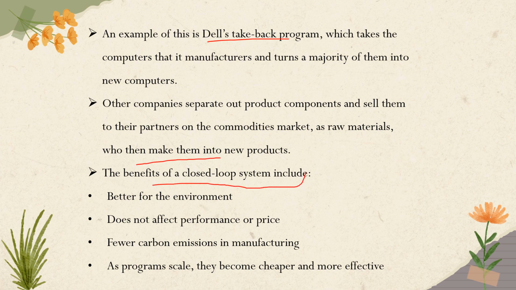So what are the benefits of this closed loop system? First thing, it will not affect the environment. It does not affect the performance or the price. Fewer carbon emissions, and as programs scale, they become cheaper and even more effective. So in the next class we will see what is commodity.